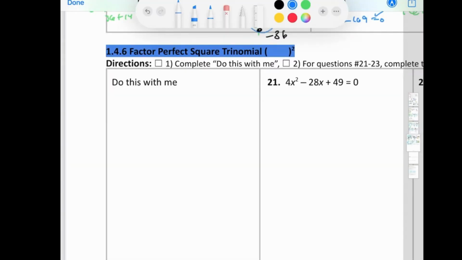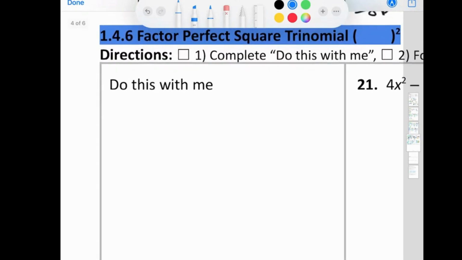All right, 1.46, they call this factor the perfect square trinomial. And right there I have a parentheses squared, and really that's what happens, like you'll see. So go ahead, number one, complete this with me. So let's do this example.